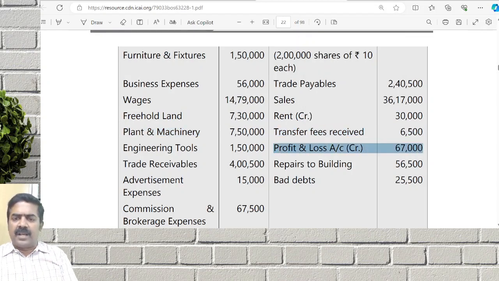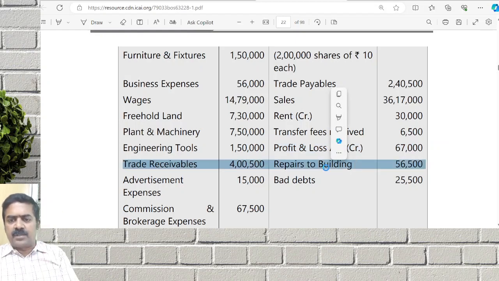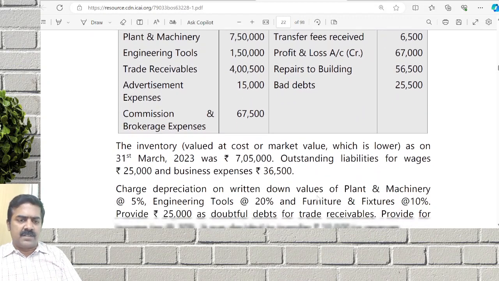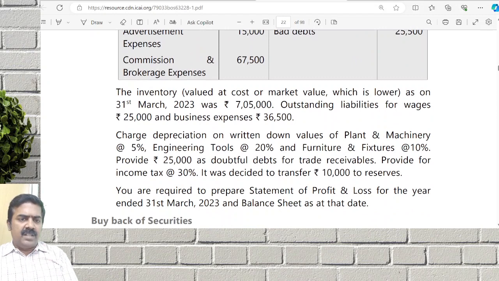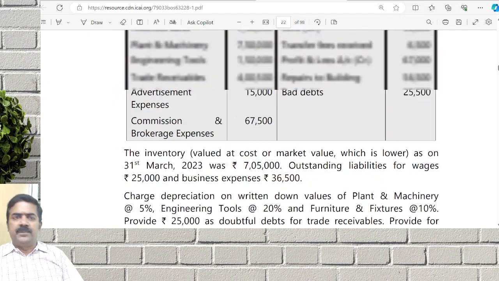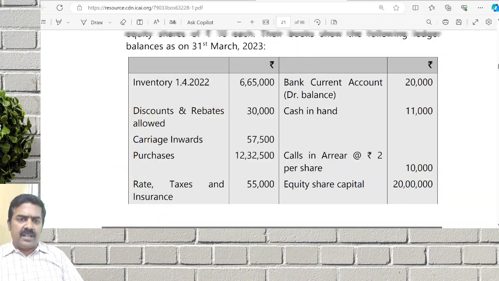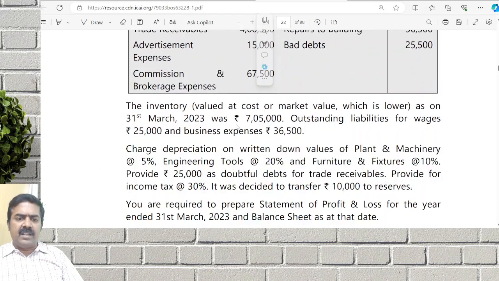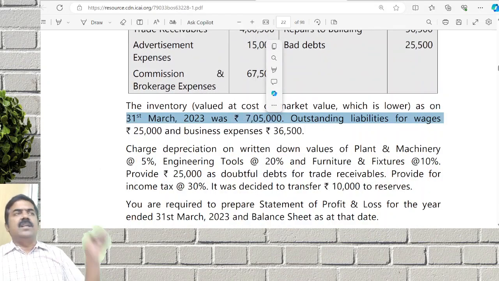P&L account credit balance is given to us. Reserves and surplus. Repairs to building, other expenses. Bad debts will come in other expenses. It will come in what? Other expenses. Look at this. Inventory is valued at cost or market value, whichever is less. 7,05,000 is given. So what will you do? You will see the opening inventory. What is opening inventory? 6,65,000. What is the ending inventory? 7,05,000. Increase in inventory. You will adjust in P&L account.